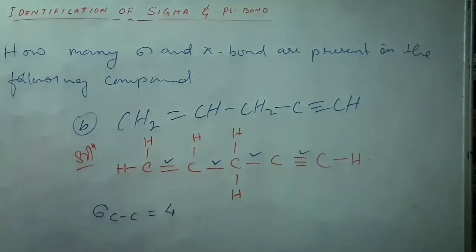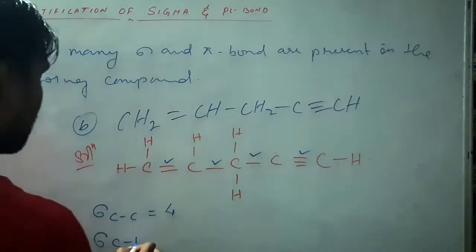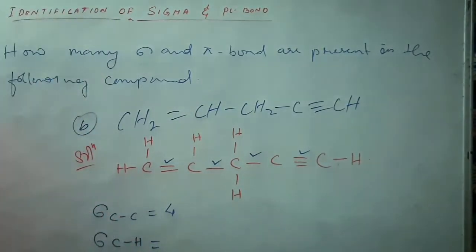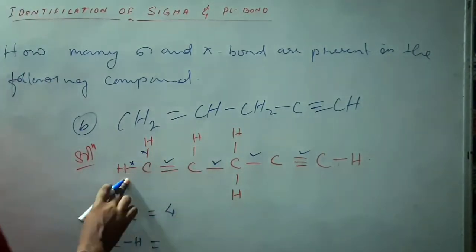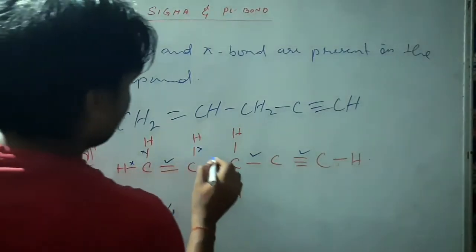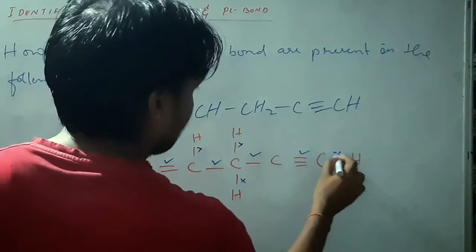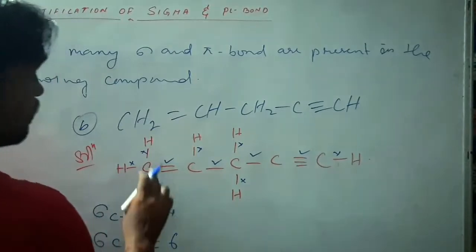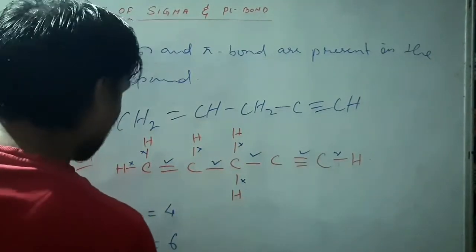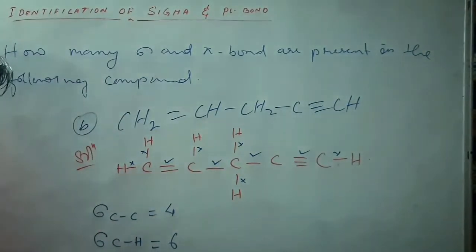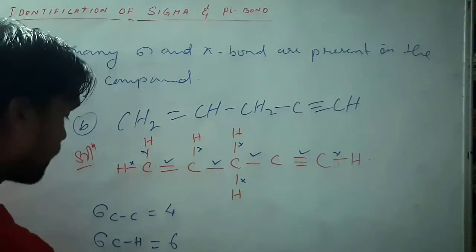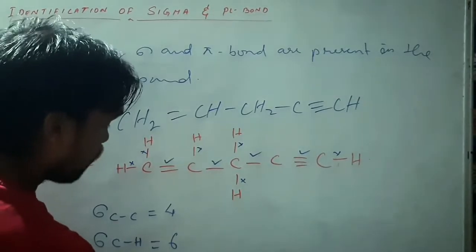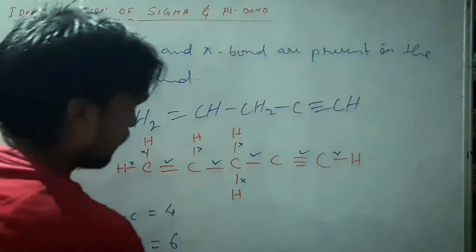Now let us find the total number of sigma bonds between carbon and hydrogen. So this is 1, 2, sigma bonds between carbon and hydrogen, 2, 3, 4, 5, 6. So the total number of sigma bonds between carbon and hydrogen is 6. So what is the total number of sigma bonds? It will be 6 plus 4, which is 10.